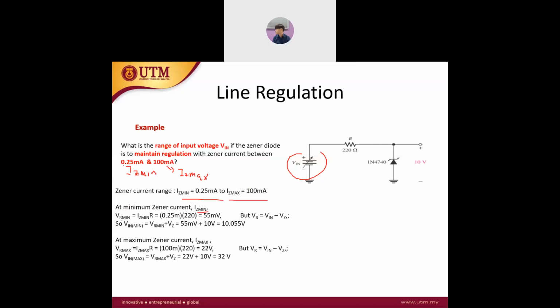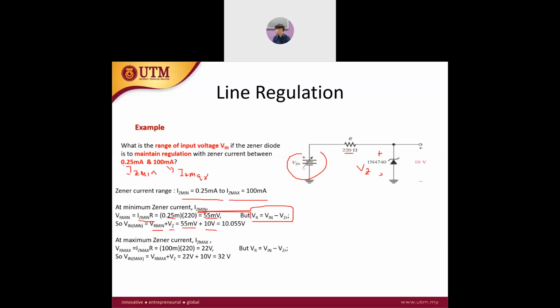So VR minimum is equal to IZ minimum times the value of R, which in this case is 220, times our 0.25 milliampere. So we get 55 millivolts. And then doing this KVL, Kirchhoff's law, you know that VR is equal to V in minus VZ. So V in minimum is actually VR minimum plus our VZ. So VR minimum is equal to 55 millivolts, and we get the Zener voltage 10 volts.